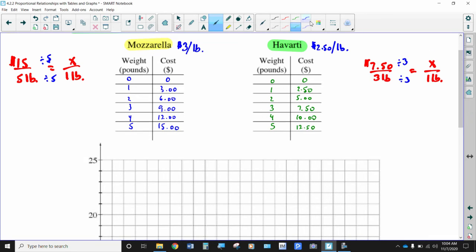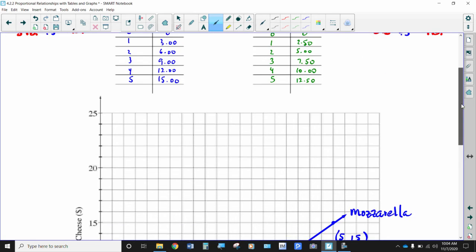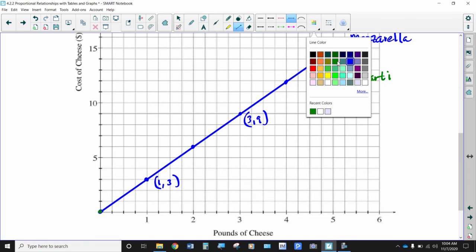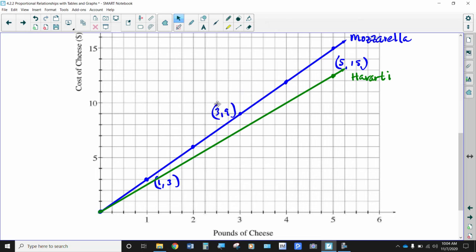And with the Havarti, I am going to plot 0, 0 and 5, 12.50. And then everything else in between. So here's 0, 0. 5 was 12.50, so what is this? This is 10, 11, 12, 12.50 is exactly in the middle here. And now let's go ahead and connect those points. Everything else should fall into place. All right, hold on for a second. Let me move this guy over there.